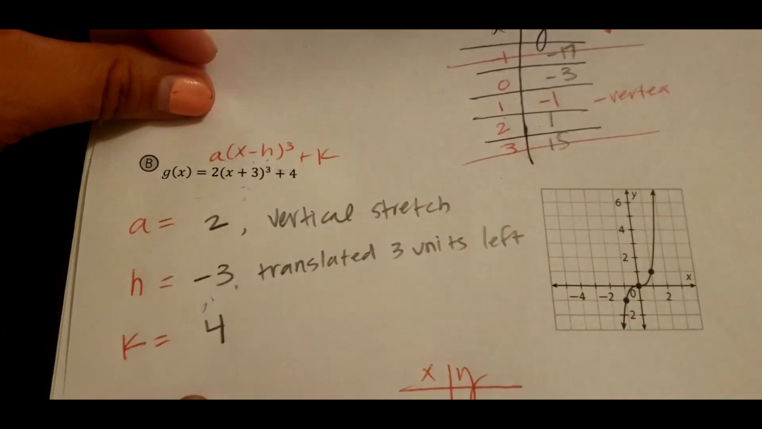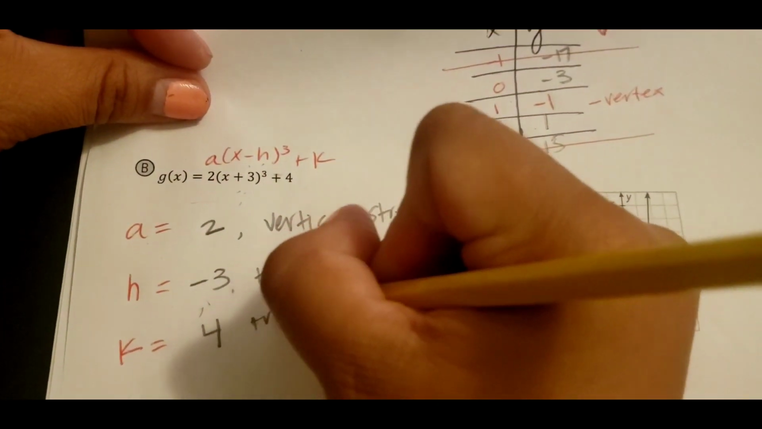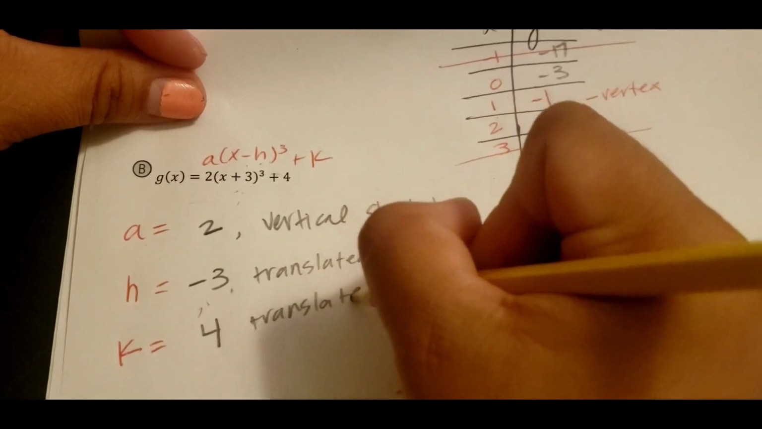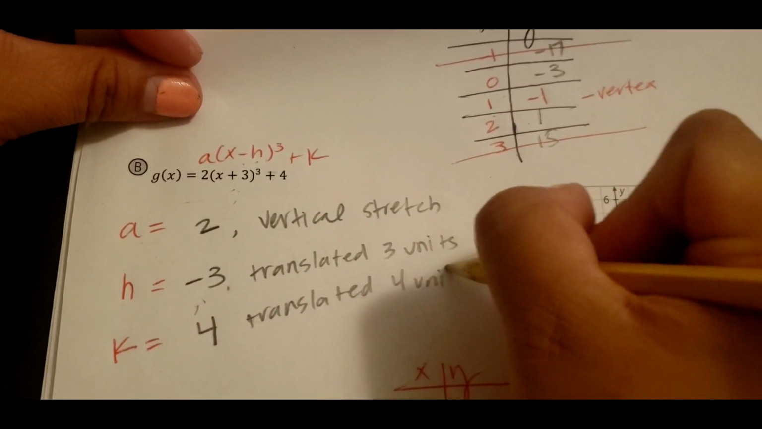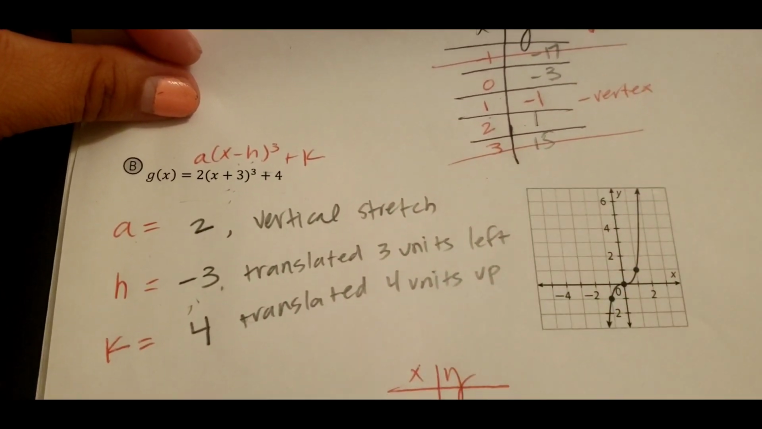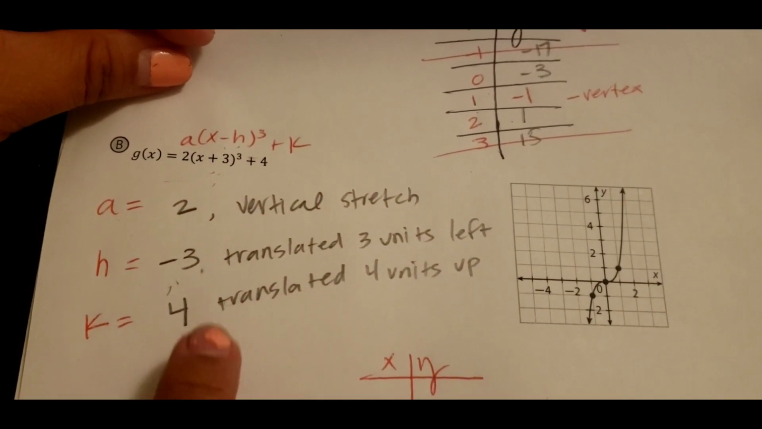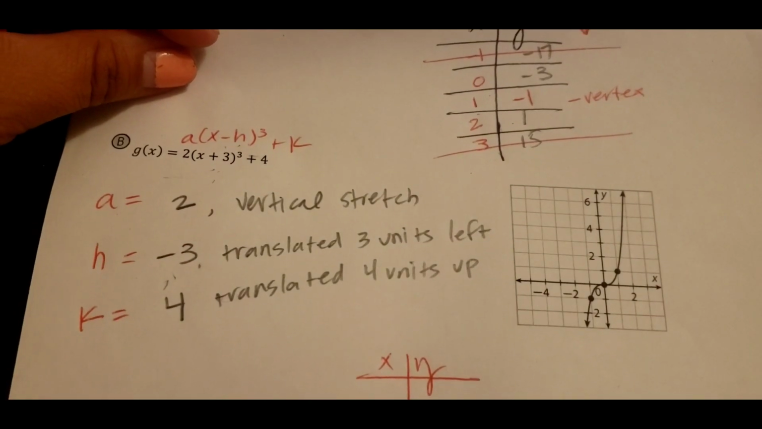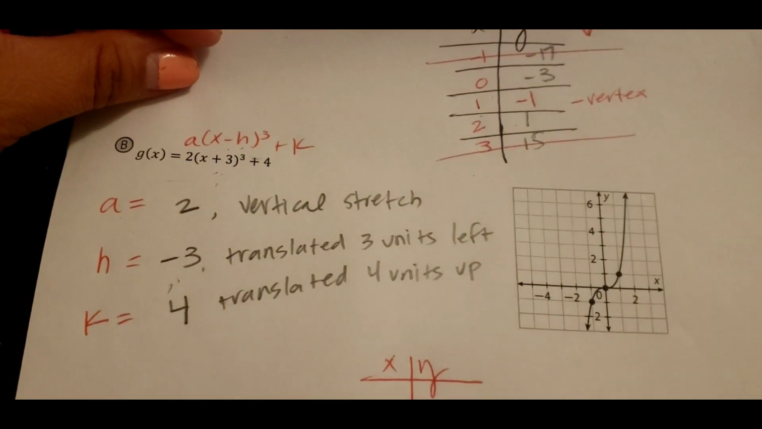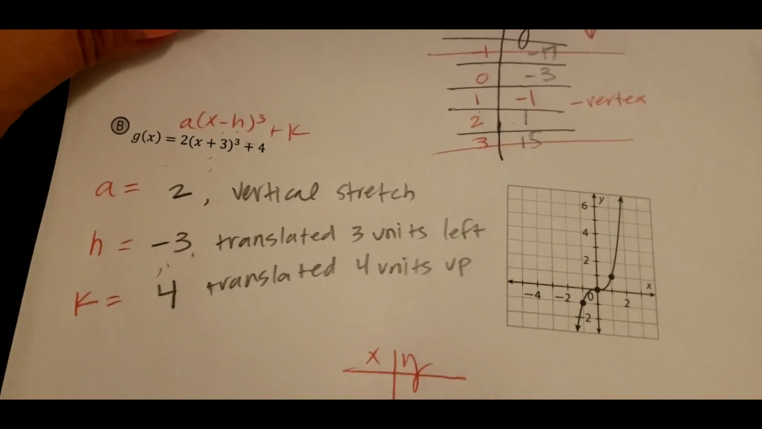okay? K is 4, so this time it gets translated 4 units up, okay? All right, so if you're wondering, why do we have to write this? Believe it or not, this kind of gives you a visual in your head as far as how to, what it's going to look like, okay? All right, so now we're going to plot it.